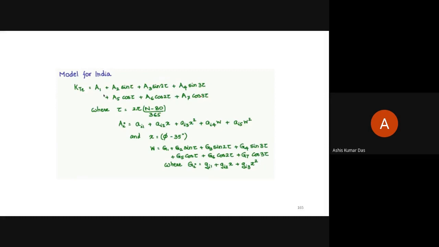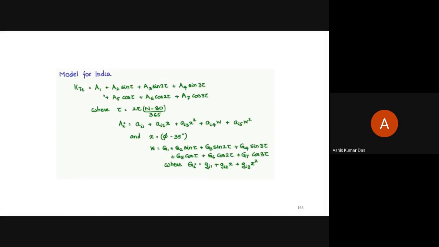We can get this, and accordingly we can get the higher harmonics. This is the first, second, third harmonic, A5 cos tau, and this is the sixth harmonic, and this is the seventh harmonic. This is the Fourier series curve fit model, where instead of assuming tau equals 2 pi n by 365, we take tau as 2 pi times n minus 80 by 365, and this gives a much lower mean square error.